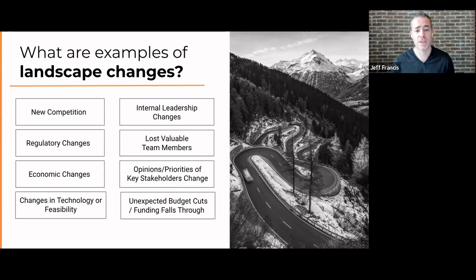Opinions, priorities of key stakeholders change. This is a big one. I'll talk a little bit about this sample product that we helped with later on in the presentation, but I've seen where there's stakeholders that may have different functions within the business, and along the way, their own priorities change or their opinions change. And so that can be a landscape change.